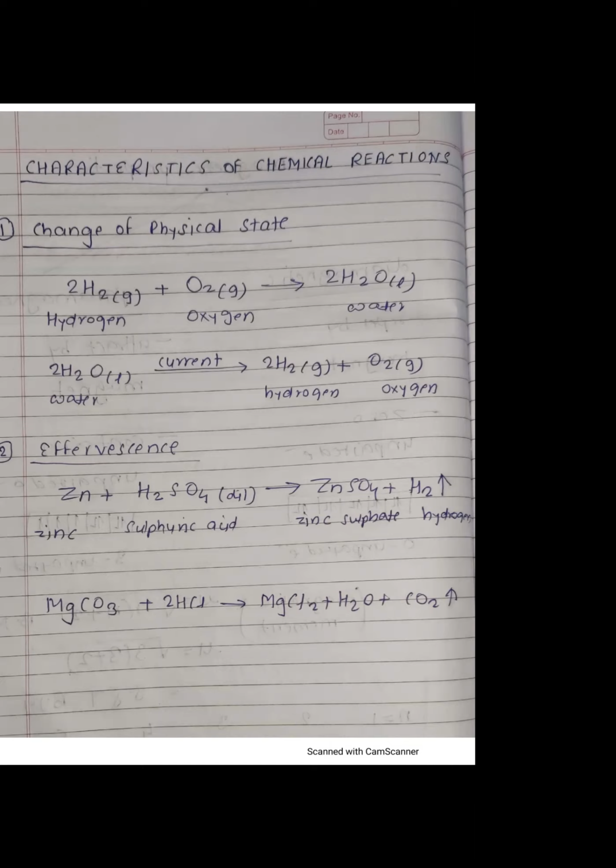Sir, my second doubt is that I did not understand characteristics of chemical reactions. First is change in physical state, right? Yes, sir. It means physical state will get changed. Just for example, water liquid is getting converted into gaseous form, H2 and O2. That is, their physical state is getting changed. Okay, sir. I got it, sir. Thank you, sir.